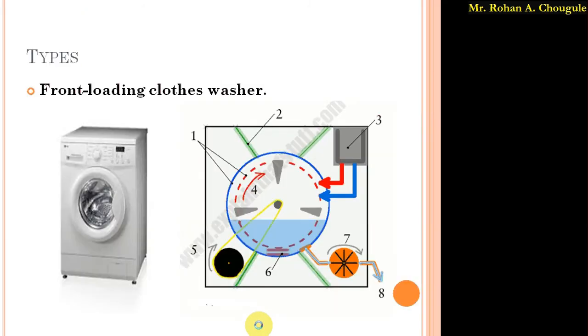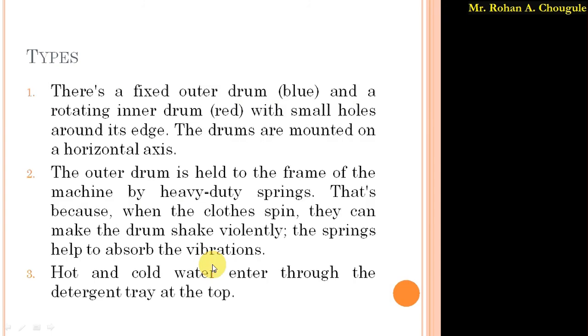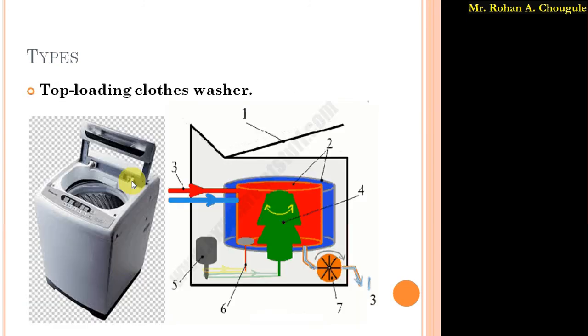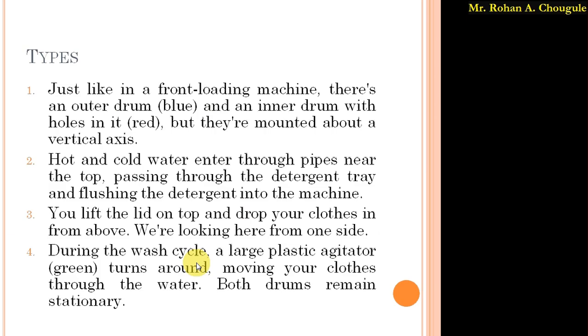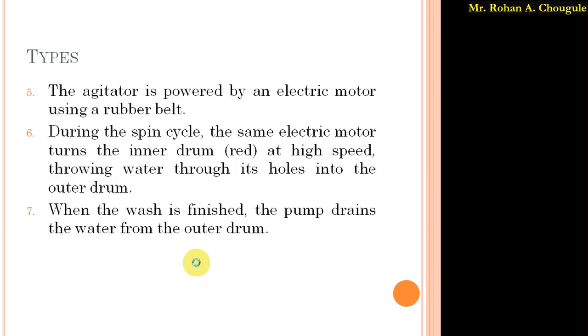Here I have shown the front loading washing machine and explained the mechanism, how it works. Then I have shown the top loading washing machine and its mechanism, how it works. I hope you understand all these concepts. Just go through all these slides, so it will be very easy to understand this basic concept. I hope you understand these two types, front and top loading washing machine.